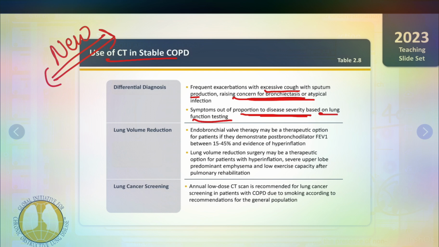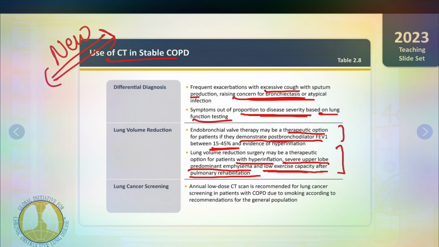Then lung volume reduction. They are telling endobronchial valve therapy may be a therapeutic option for the patient if they demonstrate post bronchodilator FEV1 between 15 to 45% and evidence of hyperinflation. And lung volume reduction surgery may be a therapeutic option for patients with hyperinflation, severe upper lobe predominant emphysema, and low exercise capacity after pulmonary rehabilitation. So for these cases, we perform CT and then do lung volume reduction surgeries.